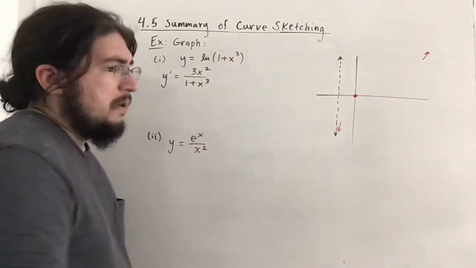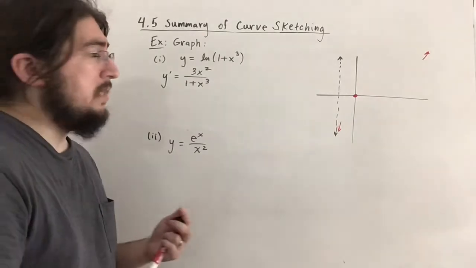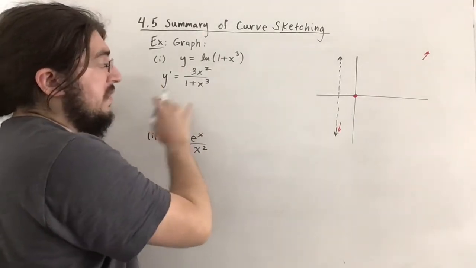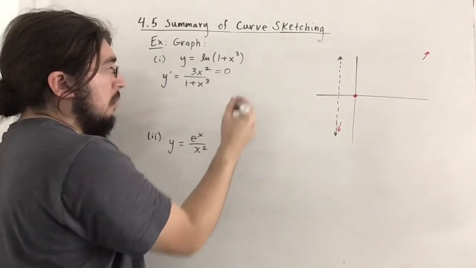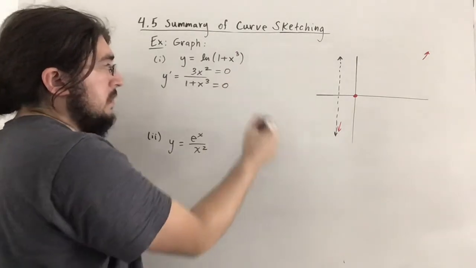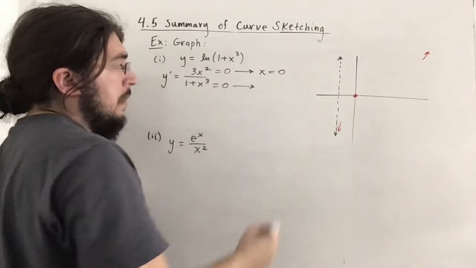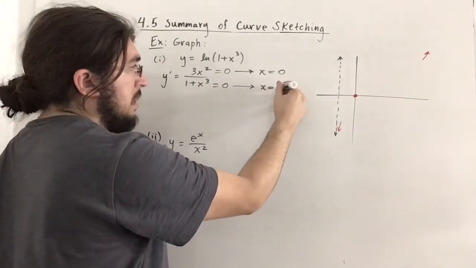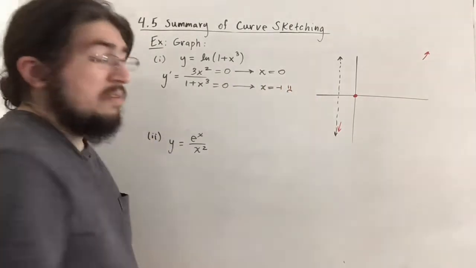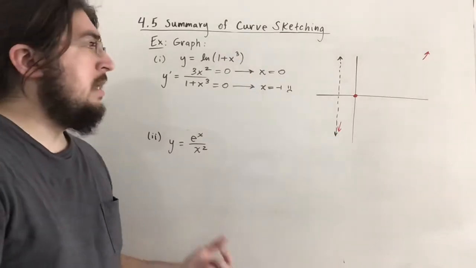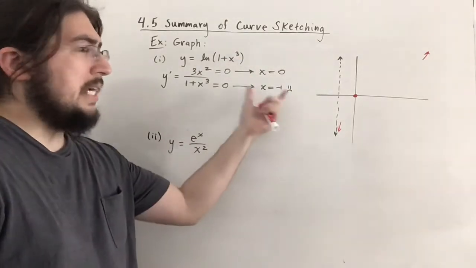And like we discussed previously, to find good candidates for maxes and mins, we need to see where the derivative is 0, meaning the top is 0, or undefined, meaning the bottom is 0. Now when the top is 0, that just gives you x equals 0. When the bottom is 0, that gives you x equals negative 1, which is not good because negative 1 is not in the domain of our function anyway, so this doesn't give us anything.